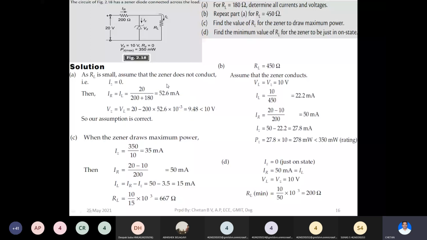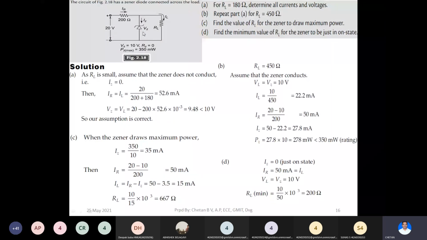Next, we have to repeat the process of part A by taking the value of RL as 450 ohm. So the value of RL is slightly higher compared to the RL of the first one. Therefore, let us assume that Zener diode is conducting. If Zener diode is conducting, current IZ is flowing as well as IL is flowing. If Zener diode conducts, it means that the voltage across this diode is equal to the rated voltage, which is Vz equals 10 volt. Therefore, the same voltage should appear across this RL also whenever the Vz is conducting. That we have seen practically also.